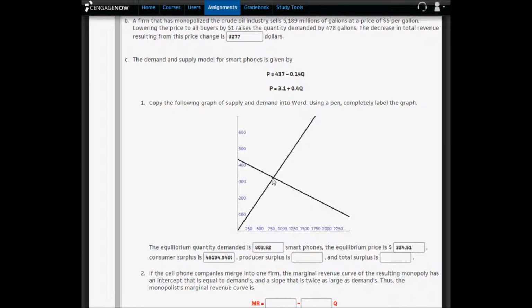The producer surplus is this triangle down here. So the height of this triangle is the equilibrium price minus the intercept of supply, 3.1. And the width of the triangle is equilibrium quantity.